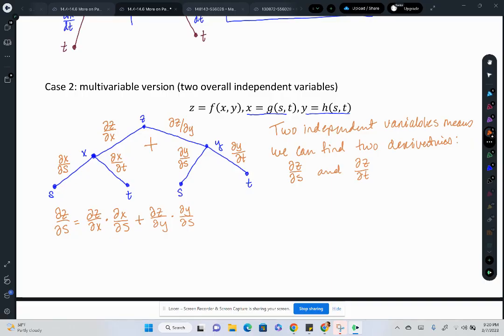Then I can do the same thing for ∂z/∂t. Now I'm going to go down the branches that take me to t, not s. I am not thinking about s at all, only t. So to get there, I travel down the left branch first. z to x to t will give me ∂z/∂x times ∂x/∂t, plus, and now I go down the right branch. I'm going from z to y to t. So it's ∂z/∂y times ∂y/∂t.